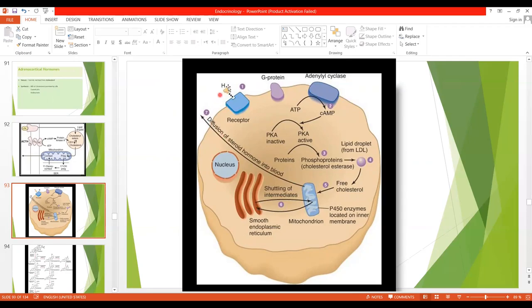Here you can see the mechanism of action, how the hormone acts. It binds with the receptor, and then by activating through G protein, it activates adenyl cyclase, cAMP is formed, and then further reactions in the cell take place. But here we are concerned with the synthesis of the steroid hormones. So these are the steps from where the steroid hormones are synthesized.